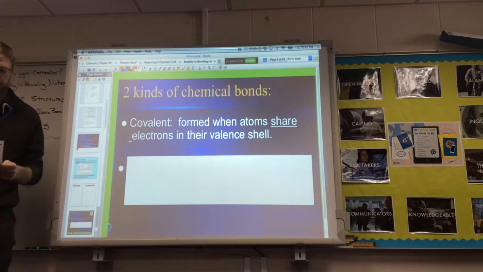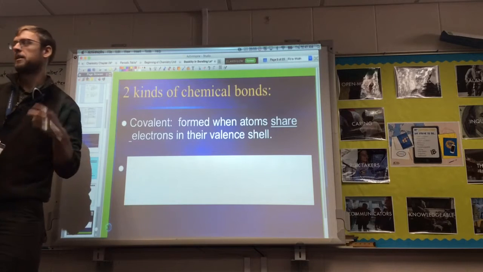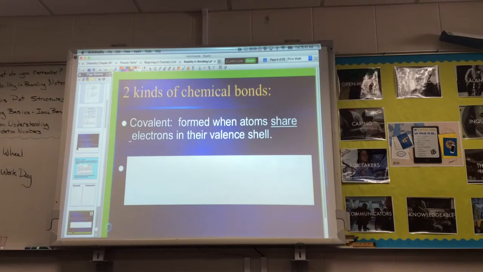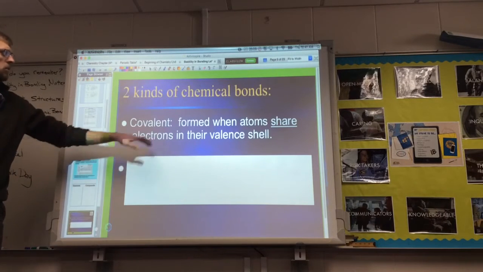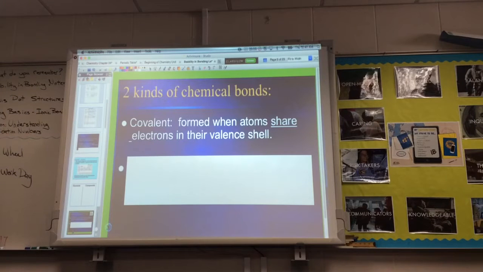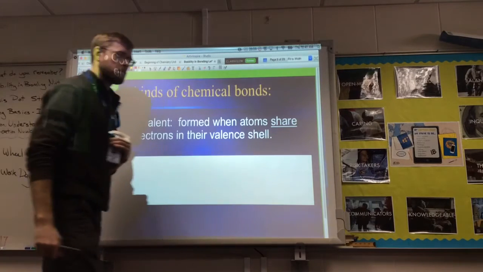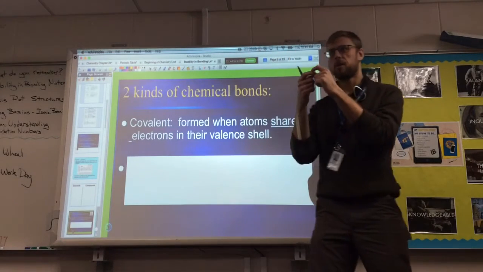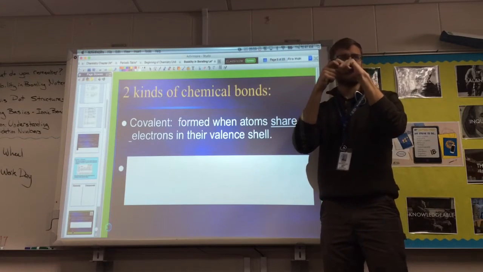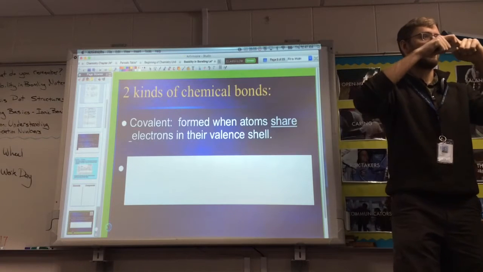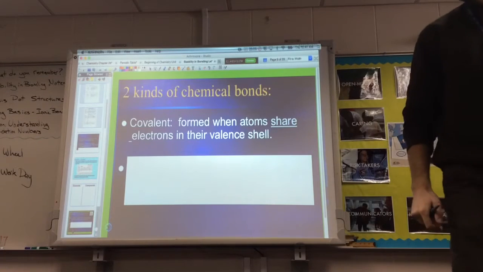We have 2 kinds of chemical bonds. The first kind of chemical bond that I'll talk about is the covalent bond. Let's break that word down real quick. Get this note down, then I'll break it down. Covalent bonds are formed when atoms share electrons in their valence shell. It's possible for atoms to sidle up next to each other so close that they'll actually share an electron, and the electron will live in both atoms' valence shell at the same time.